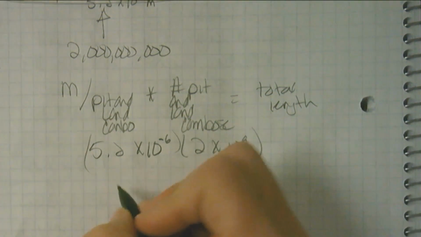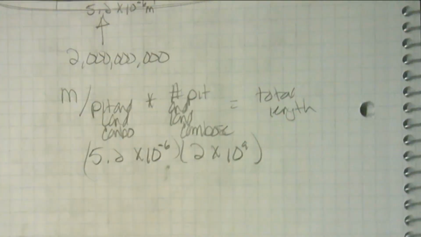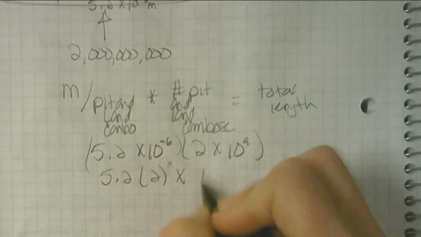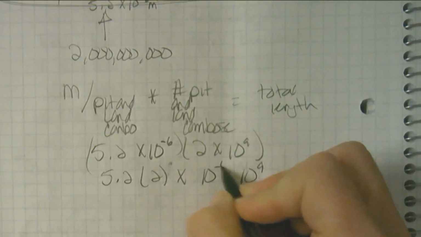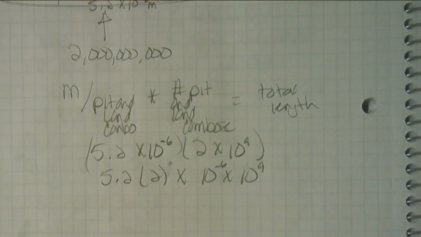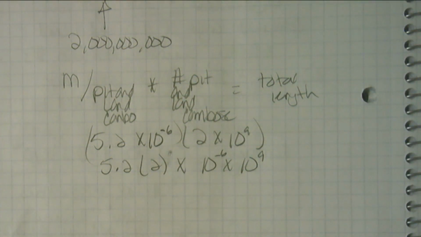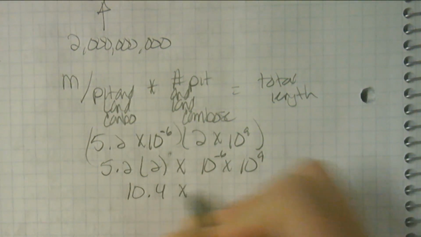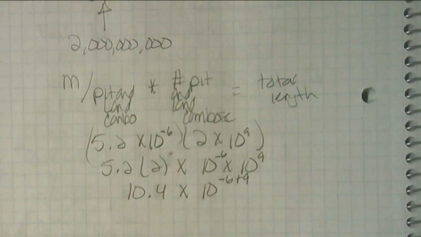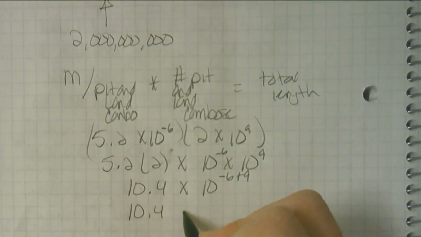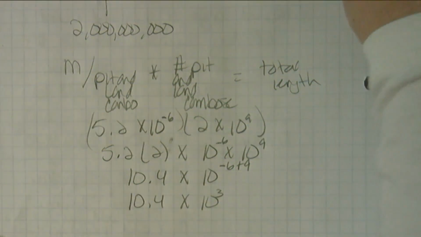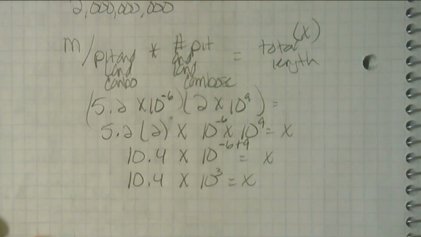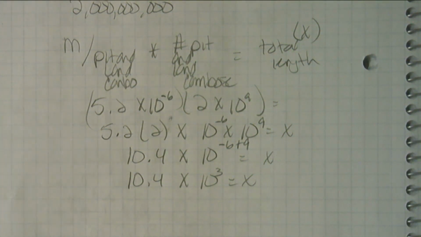So when I do that, I end up with, and I need to go quickly because we're almost done here, I'm going to move next to each other the numbers that I can multiply together. Questions so far? Okay. So when I multiply 5.2 times 2, I end up with 10.4 times 10 to the negative 6 plus 9. So I have 10.4 times 10 to the 3rd. And this is equal to, my total length is going to be my x. Am I done? Brendan? Why?